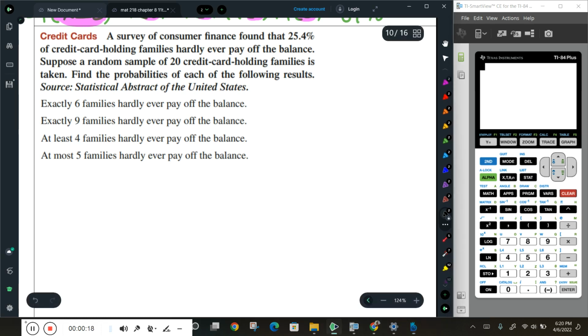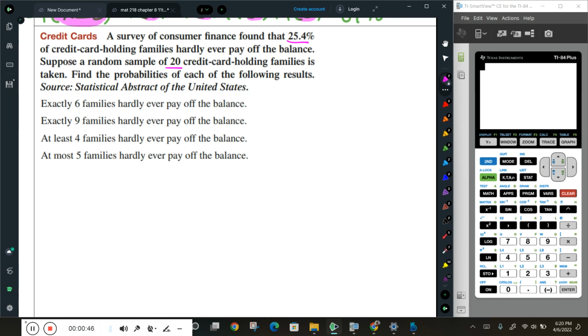But here we go. We're in binomial probabilities, and we're looking at this problem right here on the screen. It reads, a survey of consumer finance found that 25.4% of credit card holding families hardly ever pay off the balance. Suppose a random sample of 20 credit card holding families is taken. Find the probability of each of the following results. Exactly 6 families hardly ever pay off the balance. Exactly 9 families, exactly 4. At least 4 and at most 5.